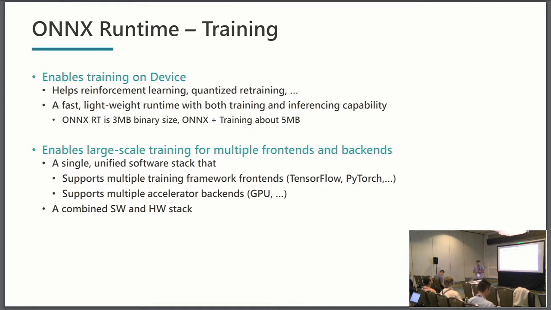Also, ONNX Runtime training enables large-scale training for multiple front-ends and back-ends. Our target is to have a unified software stack to support front-ends, for example TensorFlow or PyTorch, and back-ends, which can be GPU or other accelerators. It will be a combined software and hardware stack.